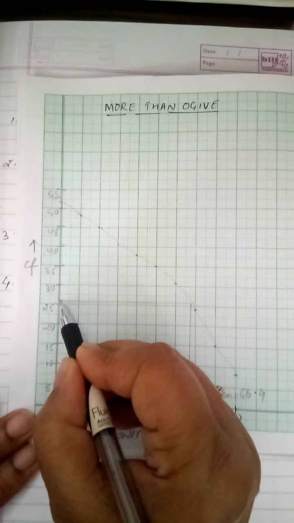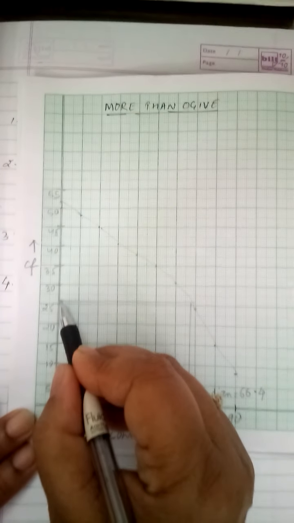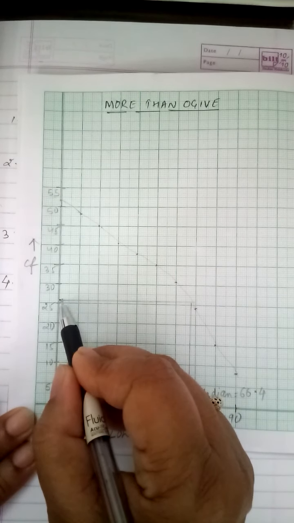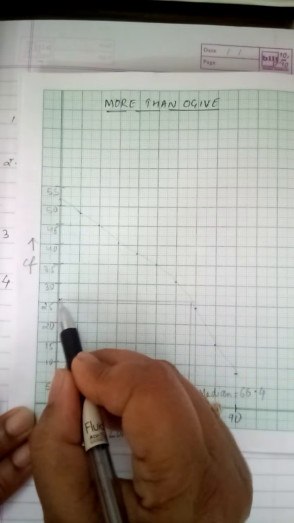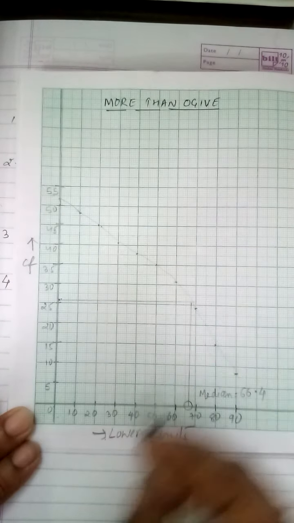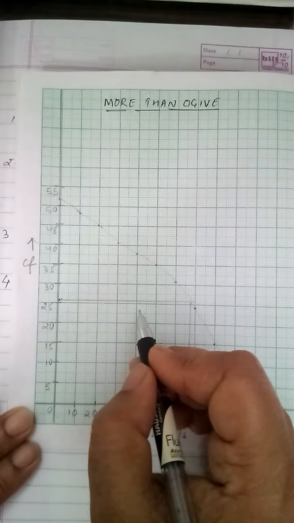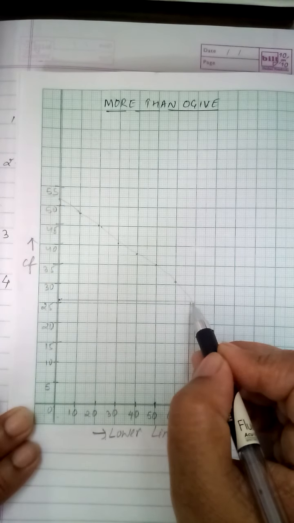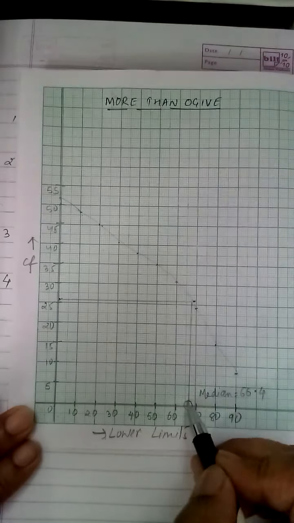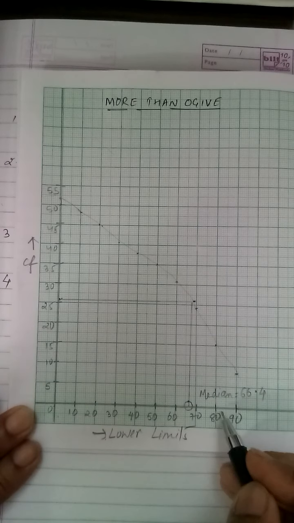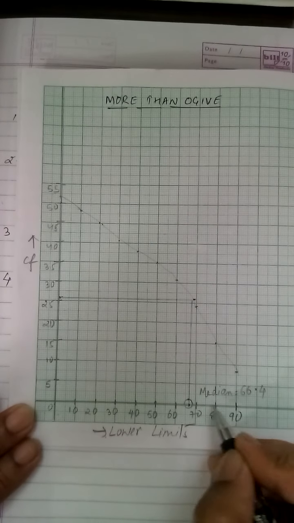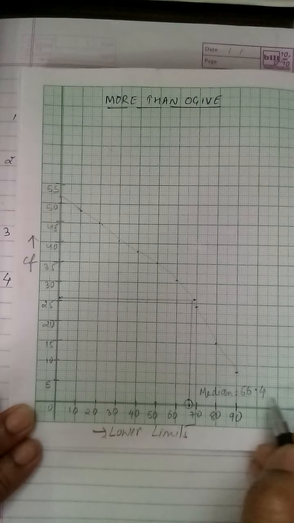This point is 26.5. Now from this point, what is this 26.5? It is the value of n by 2. So from this 26.5, I have drawn an absolutely straight line using a ruler such that this line is parallel to the x-axis of your graph. Now this line will go and cut your more than ogive at a point. From that point on the graph, I have drawn another line perpendicular to the x-axis, and wherever the second line is intersecting the x-axis, that point is the median, that is again 66.4.